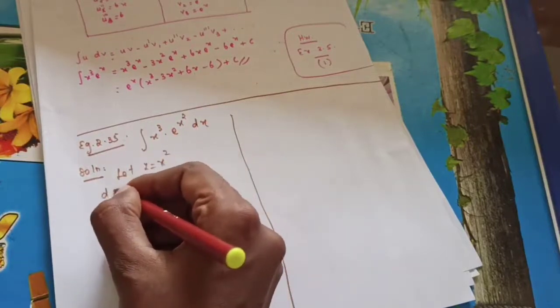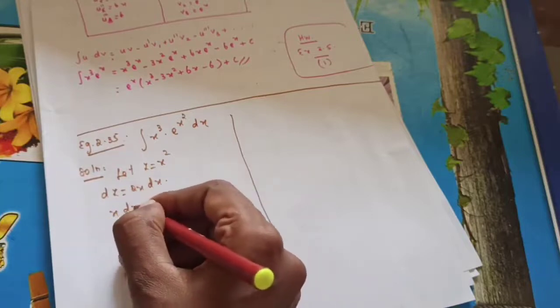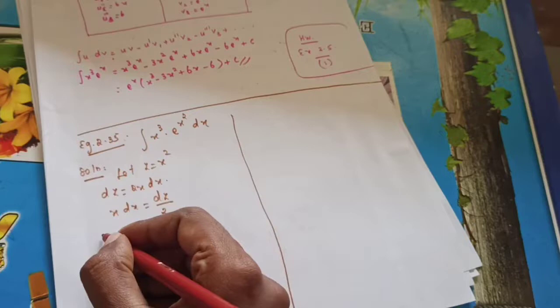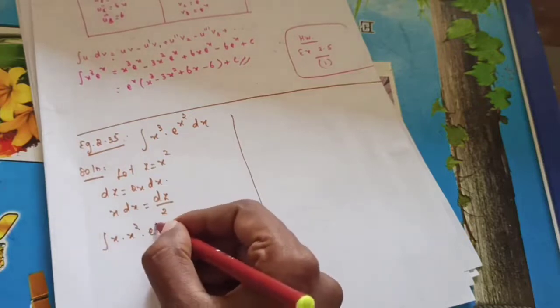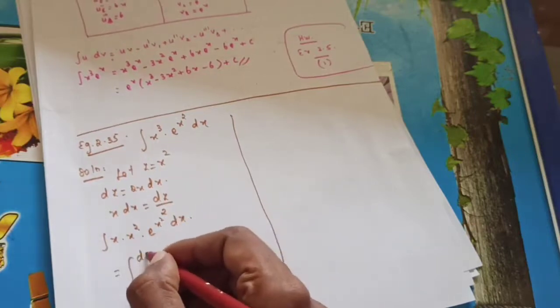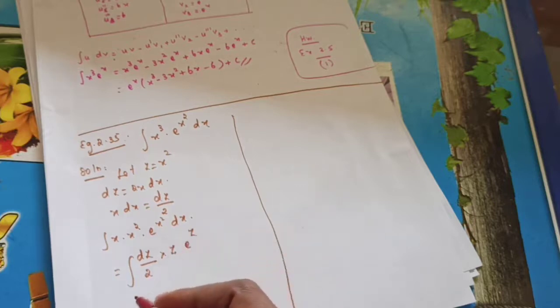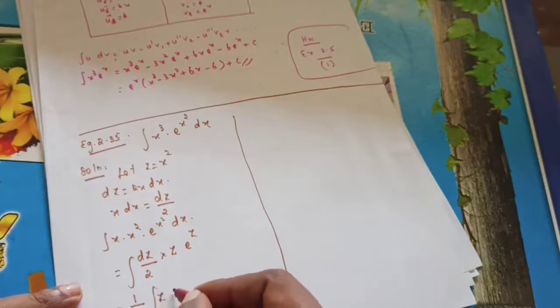Okay. So dz, how much do we get? 2x dx. From that, x dx, what's the value? dz by 2. So x cube dx you need to split as x into x square into e power x square dx. That's equal to integral of dz by 2 into x square, is it right? z into e power z. Just I substituted the value: 1 by 2 into what's the value? z into e power z dz.